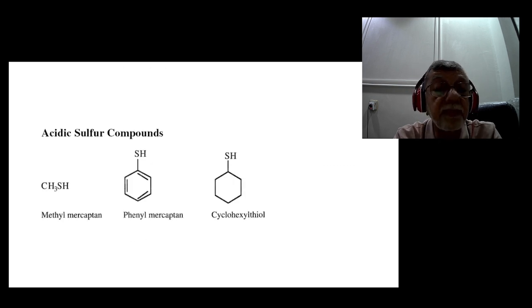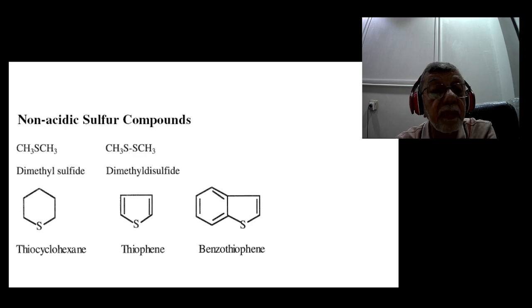So there are two types of sulfur compound, acidic and non-acidic. This is acidic: mercaptan, methyl mercaptan, phenyl mercaptan, and cyclohexyl thiol. These are all acidic sulfur compounds, and they are more corrosive than non-acidic sulfur compounds. The non-acidic sulfur compounds include monosulfide, CH3SCH3, dimethyl disulfide, also disulfide, thiocyclohexane, thiophene, and benzothiophene.